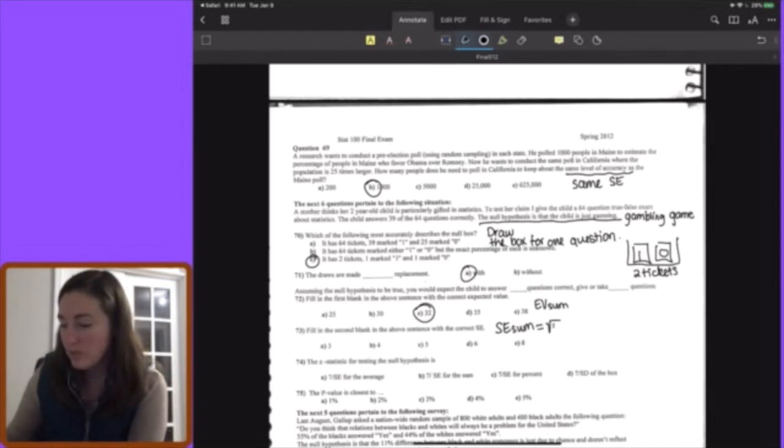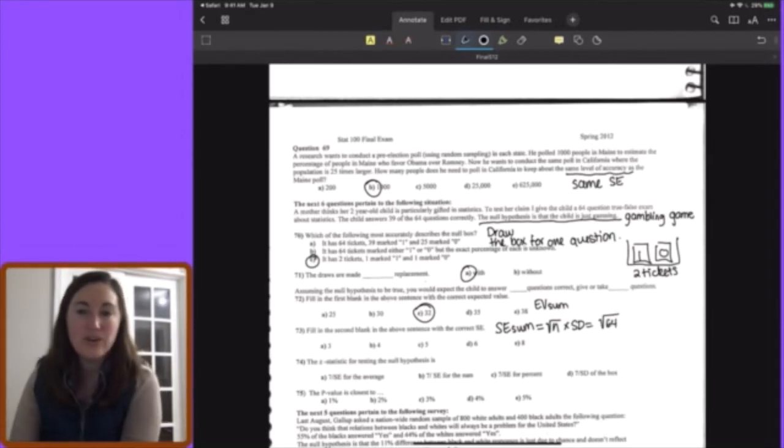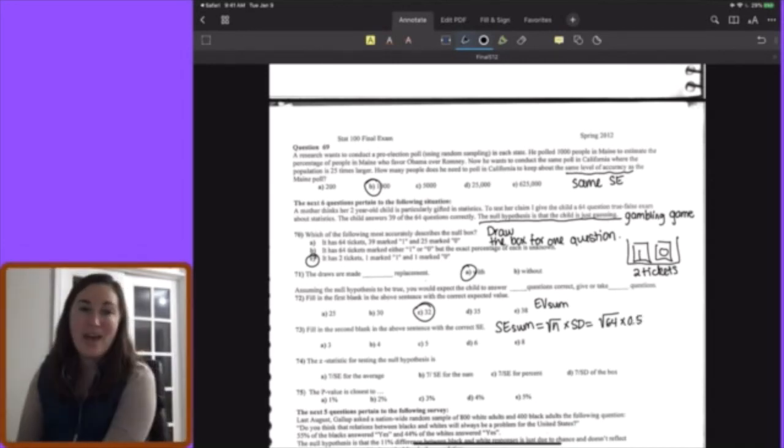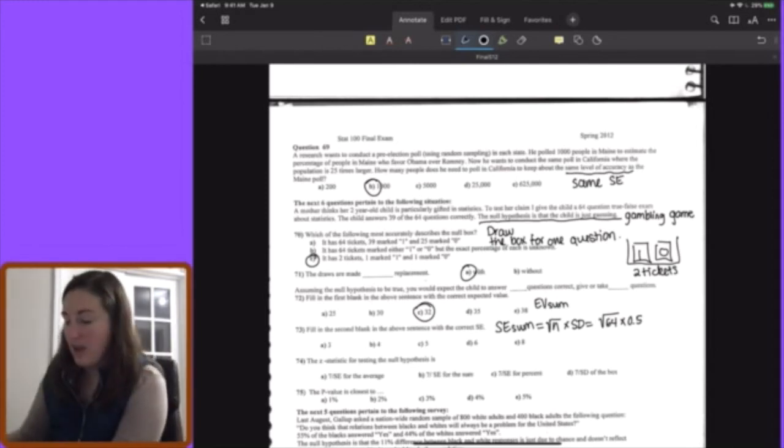Fill in the second blank with the correct standard error. So that is the square root of n times the SD of the box. So n is 64. That's our sample size or our number of questions. And then the SD of this box is going to be 0.5 because it's just a 1, 0 box with half ones, half zeros. So 8 times 0.5 is 4.